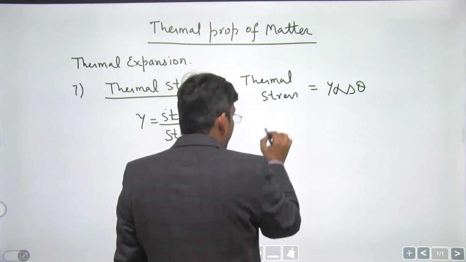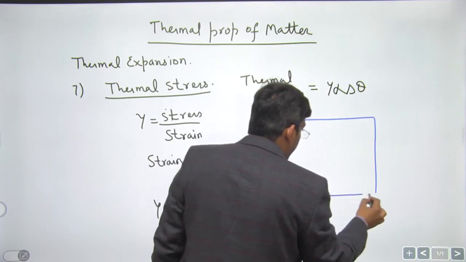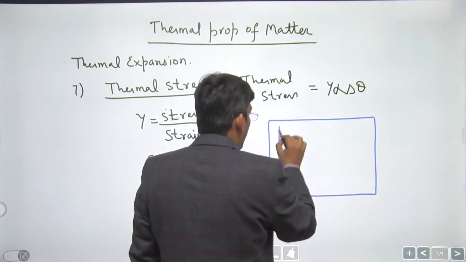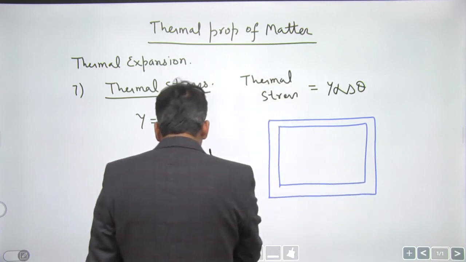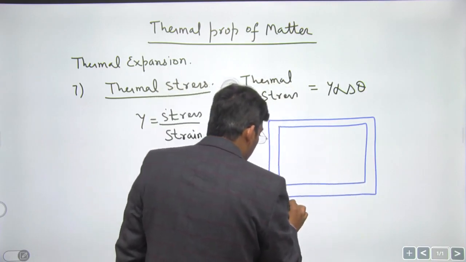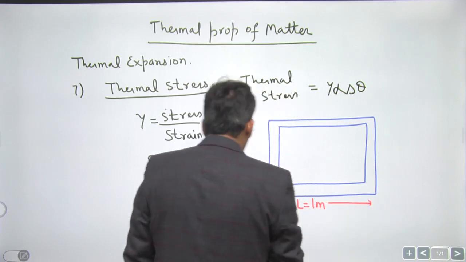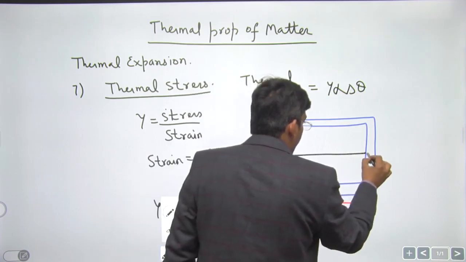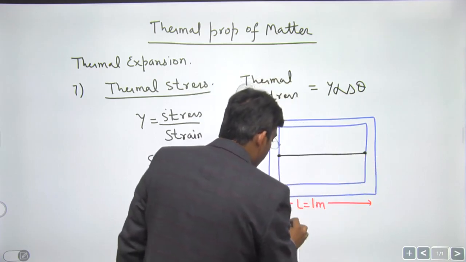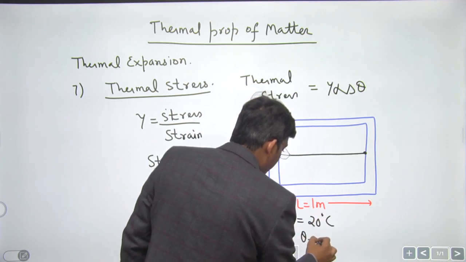Okay, let us do a very good question based on thermal stress. Suppose you have an aluminium frame. Let the length of the aluminium frame be 1 meter. And you tie a steel wire rigidly here. And you change the temperature from say 20 degrees Celsius to 120 degrees Celsius.